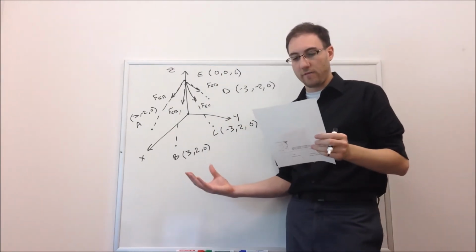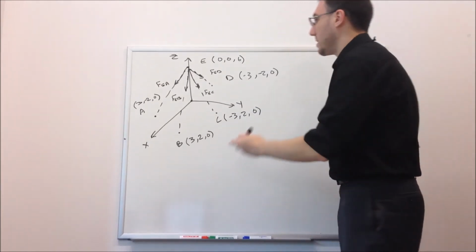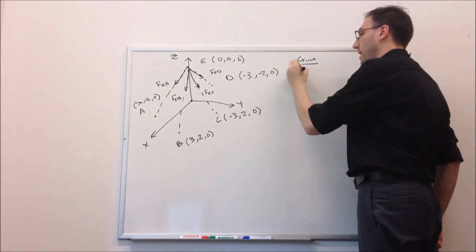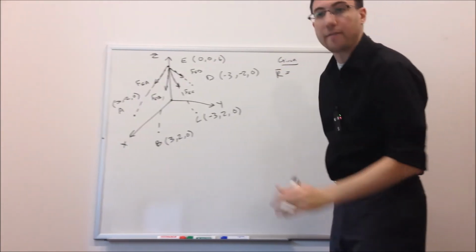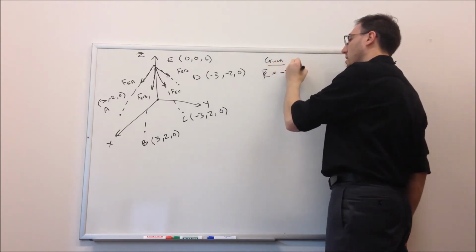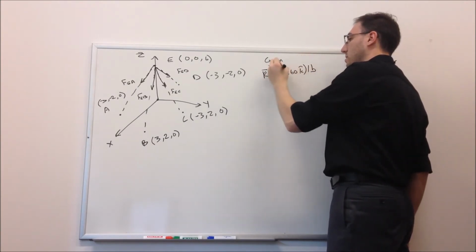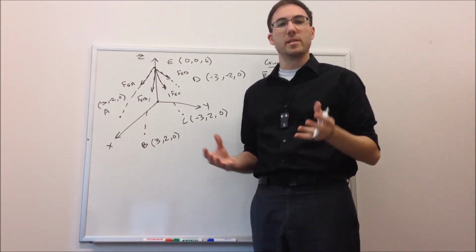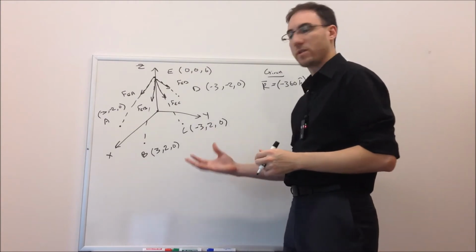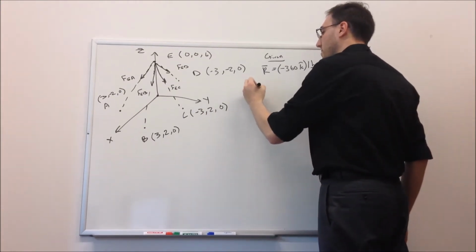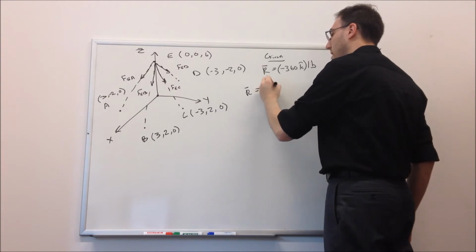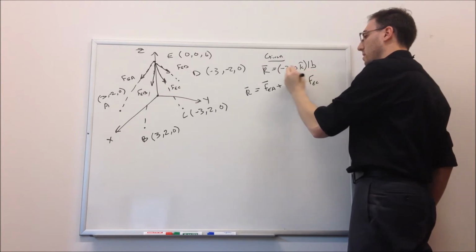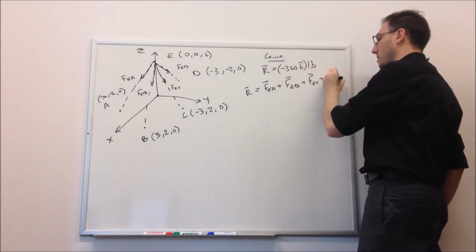Alright, so we have the coordinates of all of our points here, so now we can start seeing what they gave us. It's given to us that the resultant vector is negative 360k pounds. And just as before, we know that the resultant is going to be the sum of all of our, in this case, force vectors. So the resultant is going to be equal to FEA vector plus FEB plus FEC plus FED.